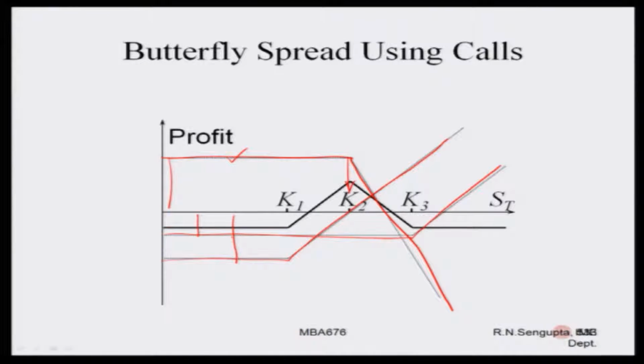So, if you combine them, you will see that for any movement of the stock price ST being less than K1, being greater than K3, or being between K1 and K2, the price fluctuation which you are seeing is within a certain band.